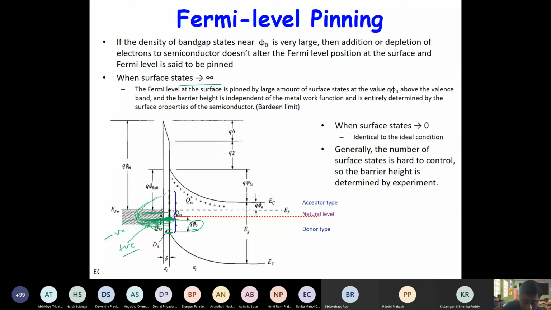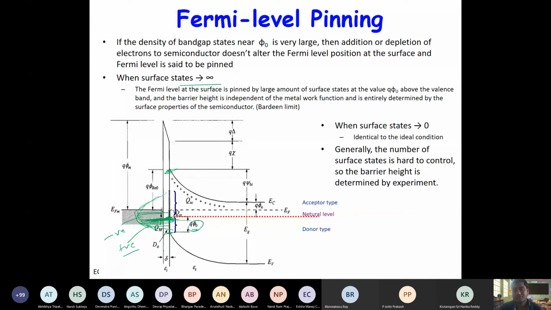And when the metal Fermi level is attached to this energy level, then your barrier height will be fixed, right? The difference between EC and this Q phi naught. So that will be your barrier height. So in this case, now what will happen to the Fermi level? The Fermi level will still be aligned, but at the metal semiconductor junction, the barrier will be determined by this interface energy level, or the trap states or surface states.